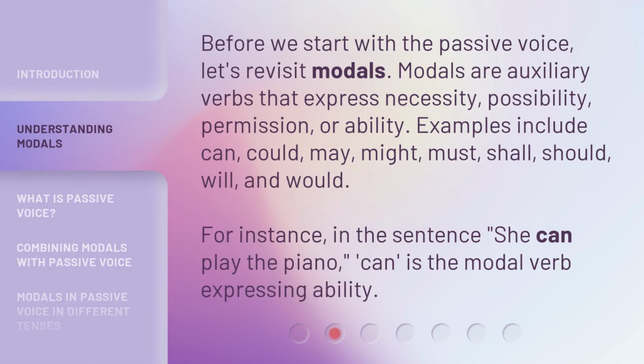Before we start with the passive voice, let's revisit modals. Modals are auxiliary verbs that express necessity, possibility, permission, or ability. Examples include can, could, may, might, must, shall, should, will, and would. For instance, in the sentence, "She can play the piano," can is the modal verb expressing ability.